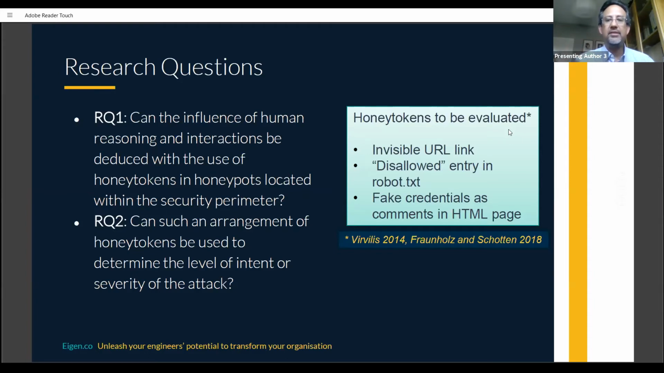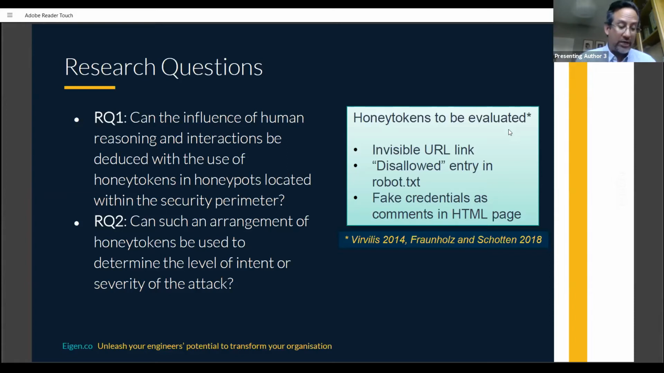Now, for this experiment, we've selected 3 honey token techniques. They are an invisible URL link, that means essentially a link in a web page which is white on white, so nobody can see it. A disallowed entry in the robots.txt file, which is used by web crawlers to find out if they should go in this folder or not. Obviously, it can be used for malicious intent. And also fake credentials as comments in the HTML page. These are all from the literature, we selected them. Of course, all these honey tokens refer to a login portal, a web portal. So we set up a fake login portal, and we'll talk more about that later.